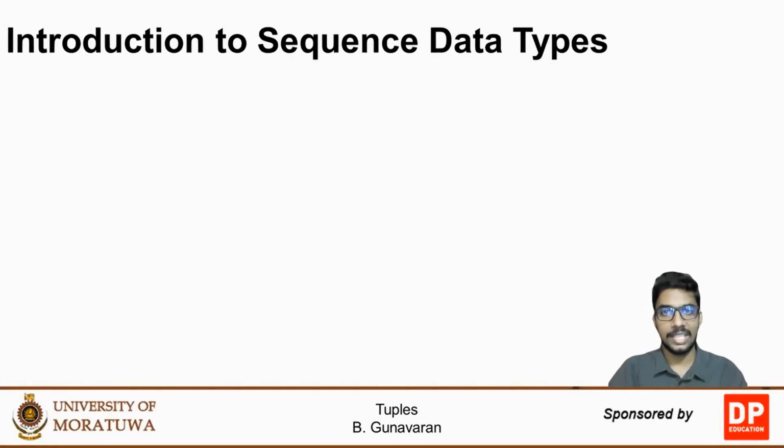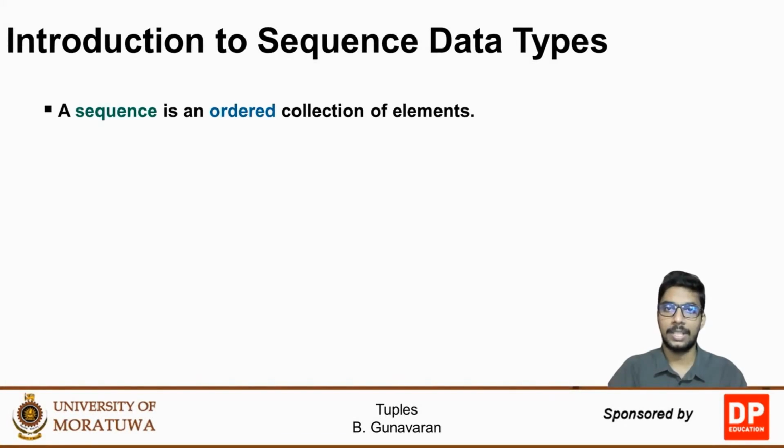Let us start with an introduction to sequence data types. What are sequences? A sequence is an ordered collection of elements. We call them ordered because the elements will be maintained in a specific order and the order will not change.